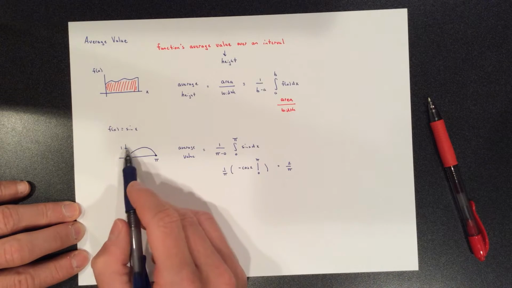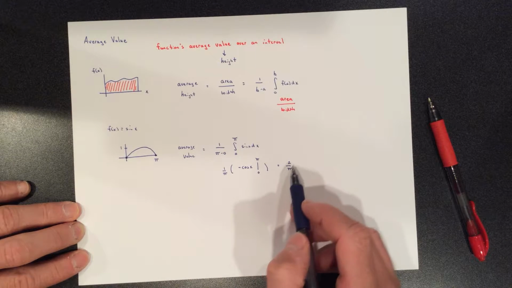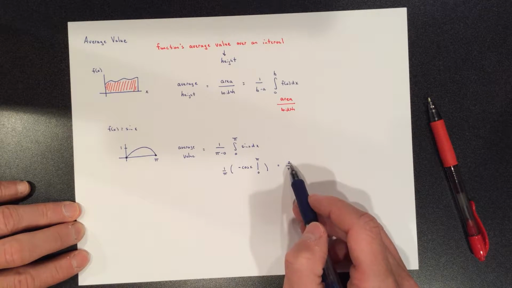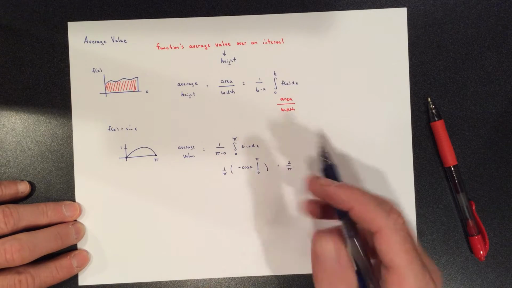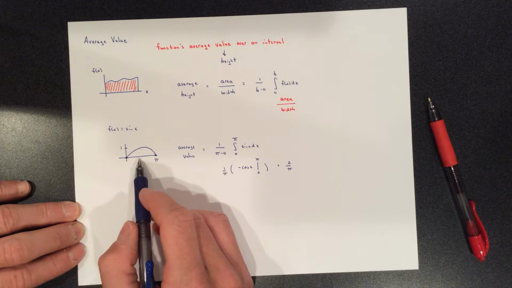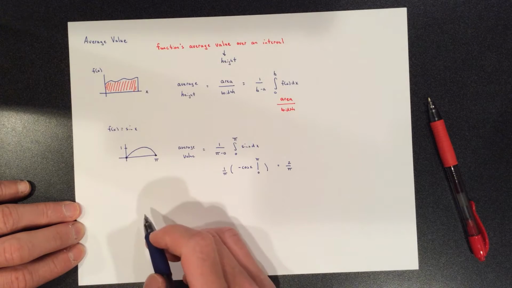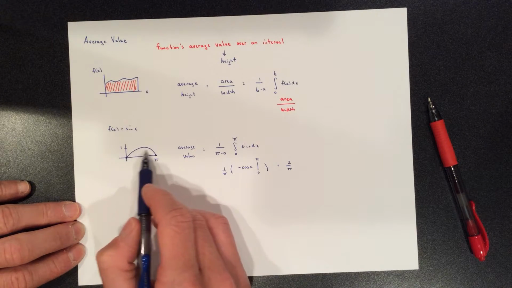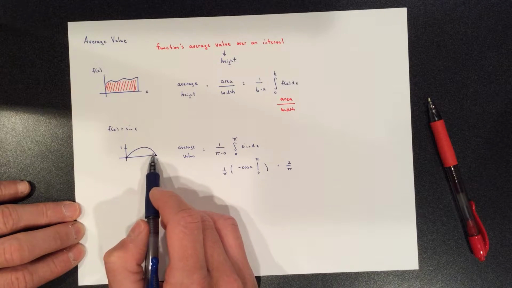Okay, not too bad, right? It's not 1. It's something less than 1. It's kind of like maybe 2 divided by 3.14 is probably something like 0.62 or something. Okay, very reasonable that the average height is something like that. It maybe spends a little more time up here than it does down there.